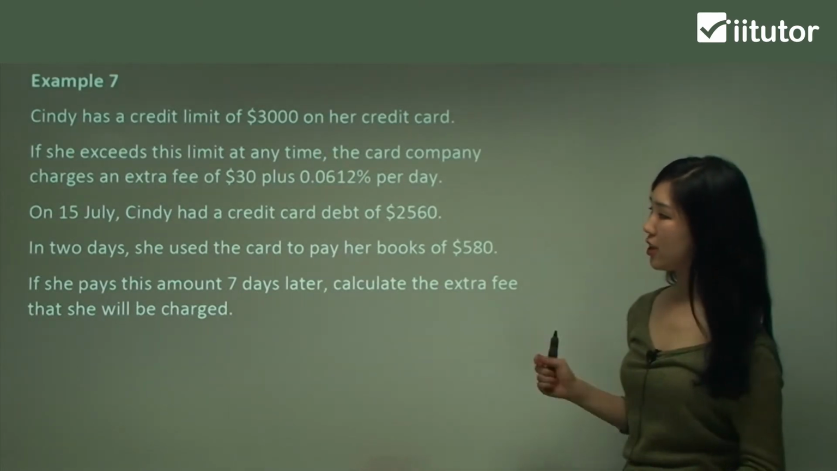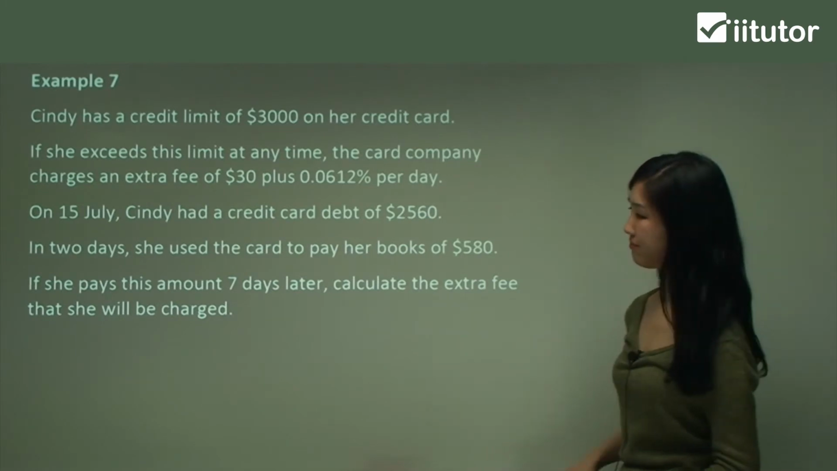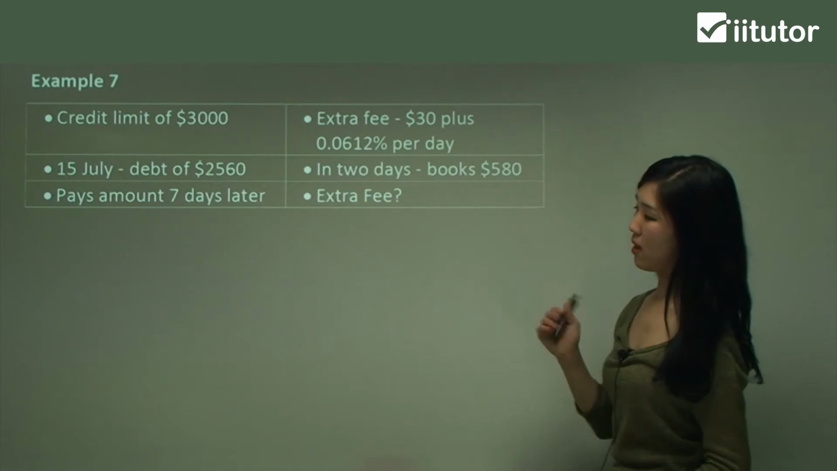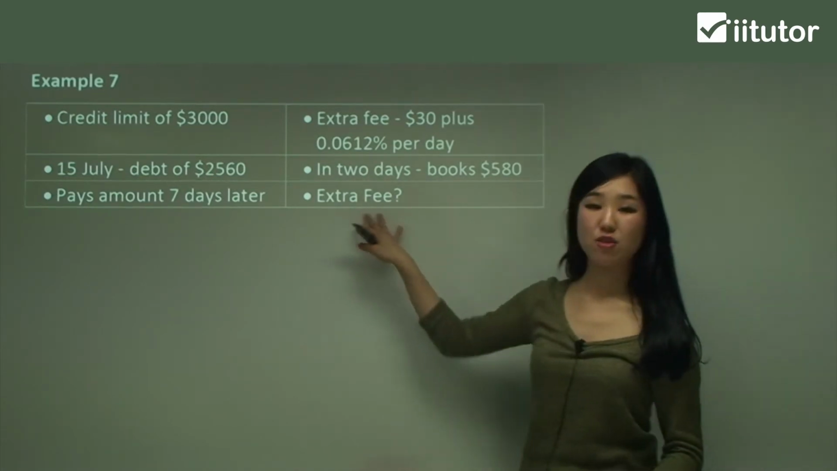Okay, so jot down all the important information. Now I'll put the important information up here, so this is all the information that we'll need. So let's calculate the extra fee.